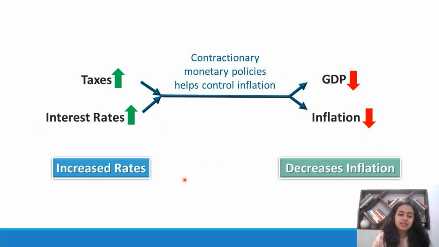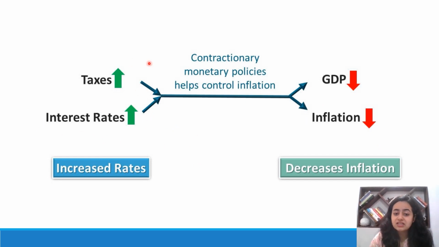So let's see. If there are increased rates or taxes in the economy, there is contractionary monetary policy. And what does it do? It helps to control the inflation. And when it controls the inflation, the GDP falls and the inflation falls. That means it helps to decrease the inflation and achieve the goal that we are trying to, and bring the economy out of a situation of very high prices.